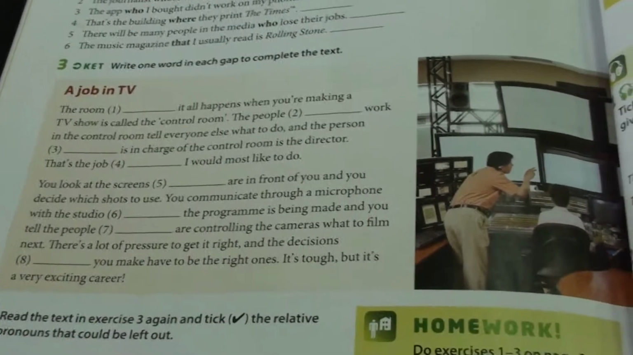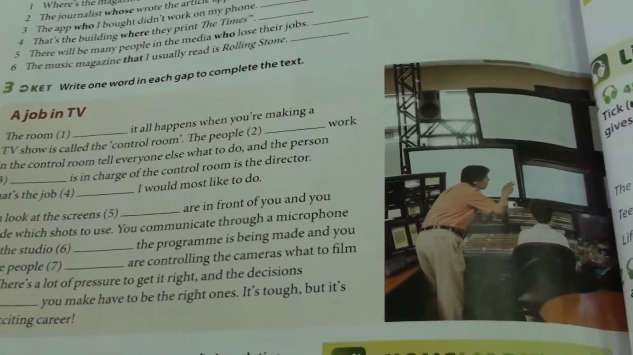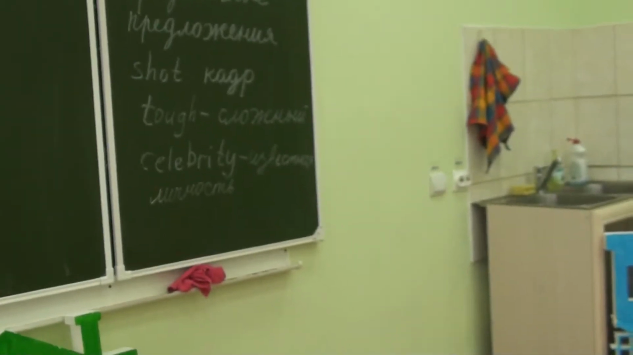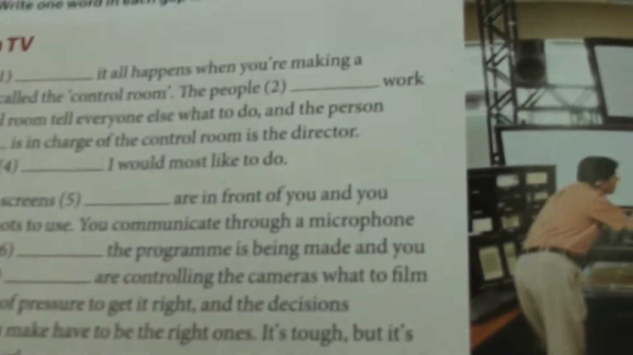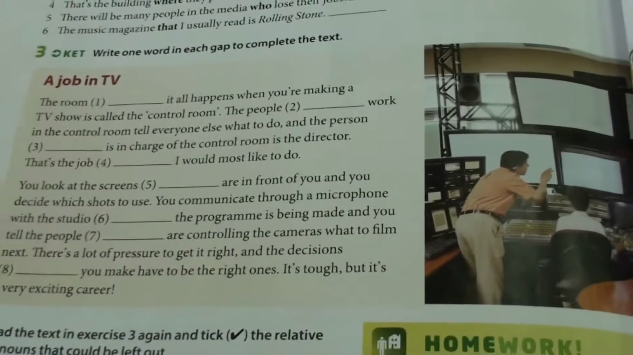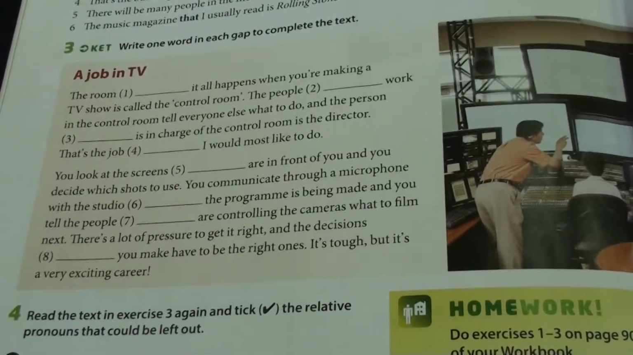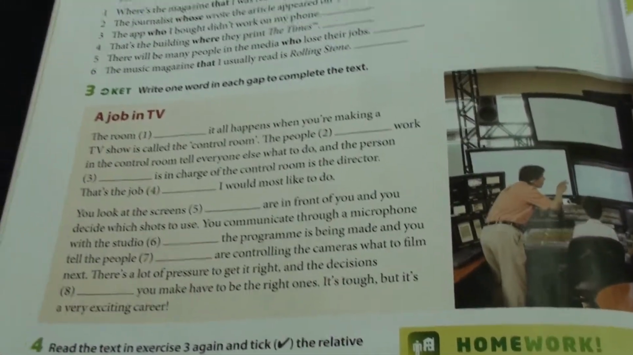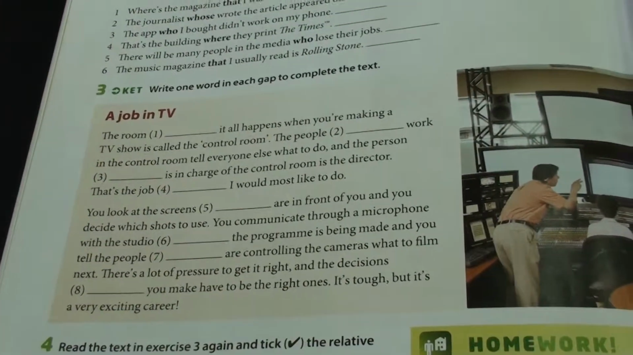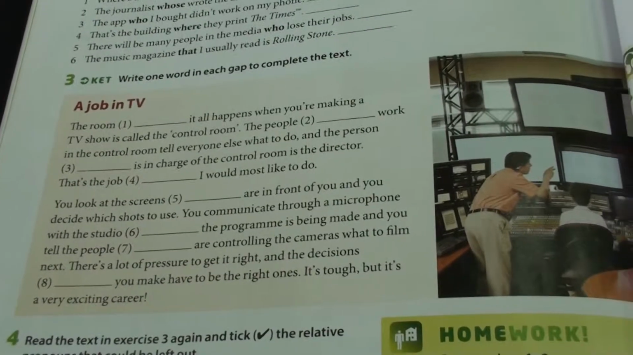Exercise 3. A job in TV. This is where some of the vocabulary that we used on the board will be useful for you, particularly the idea of a camera shot. Okay, so let's begin by discussing exercise 3. I'll read it with the correct answers. And then I'll announce the correct answers at the end as well to make sure you can check.